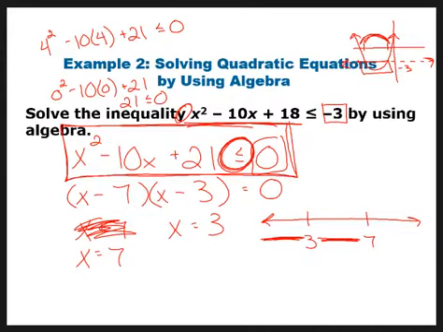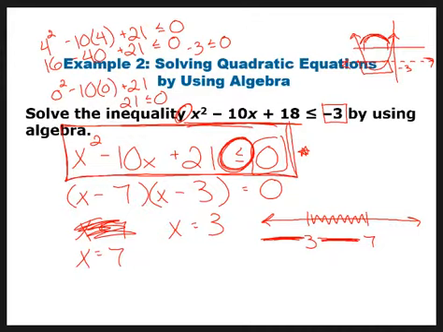I picked 4 because it's probably somewhat easy to work with. So 16 minus 40 plus 21 is supposed to be less than or equal to 0. So 16 minus 40 is going to give us negative 24, plus 21 is going to give me negative 3. So negative 3 is less than or equal to 0. Now that makes sense. So what that means is anything in between 3 and 7, if I were to fill it in to the boxed equation up here, it would make it work.